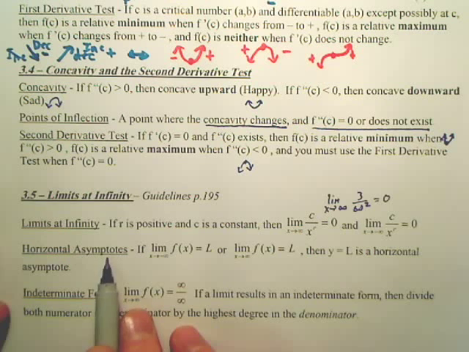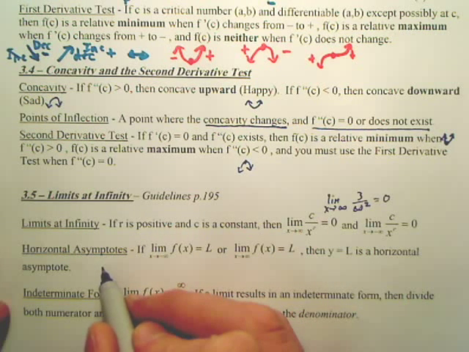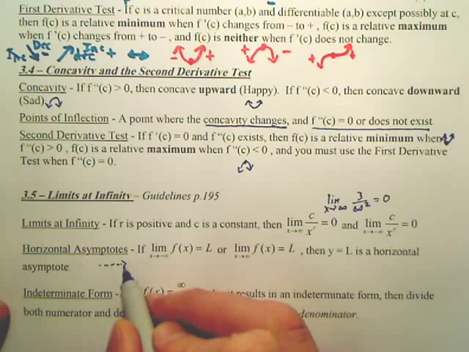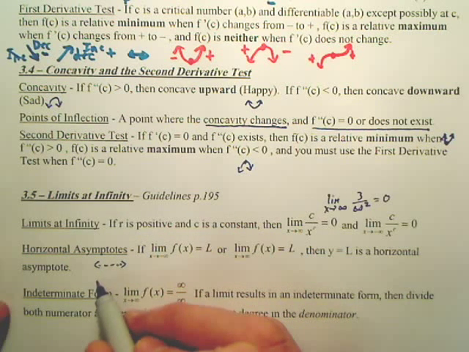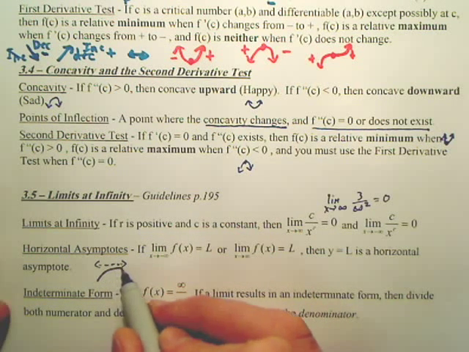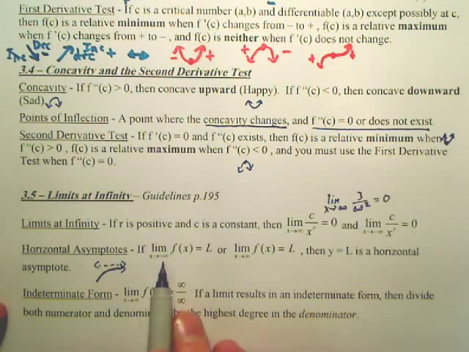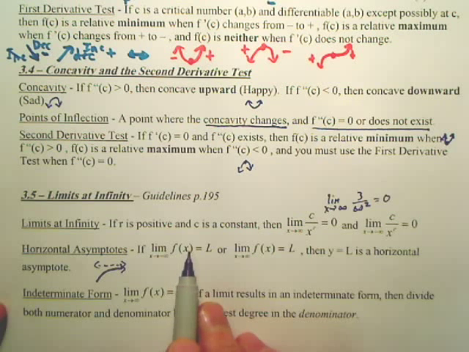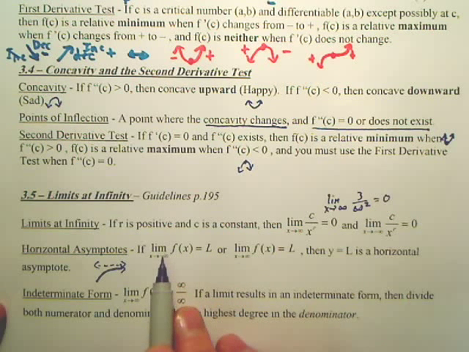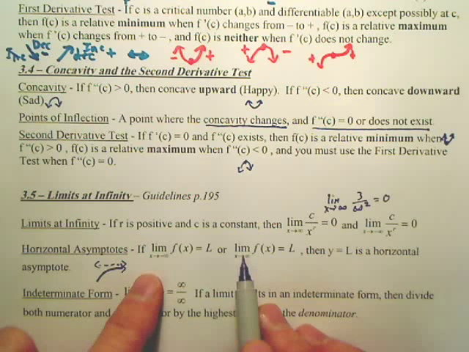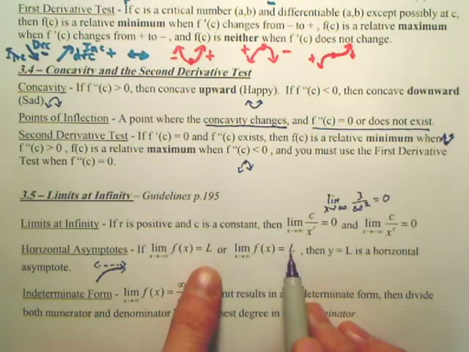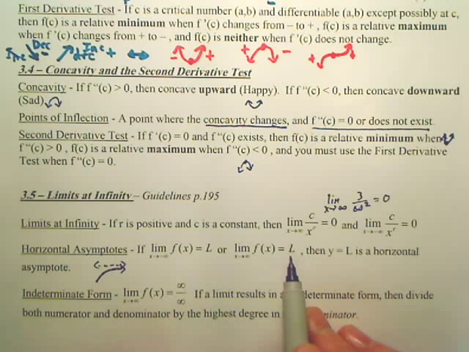Horizontal asymptotes. Horizontal asymptotes are asymptotes that are horizontal. On a graph, what happens is it comes up and goes along that line and never passes it. Now, for horizontal asymptotes, if you take the limit as x approaches infinity or negative infinity, if your answer is a number, do you understand your graph has an asymptote?